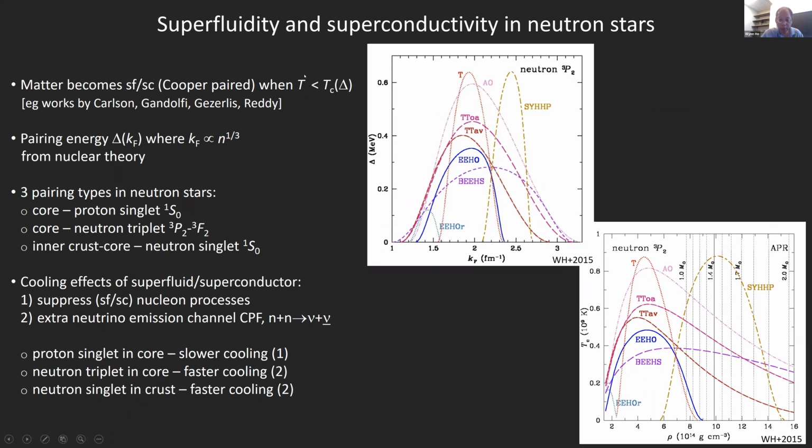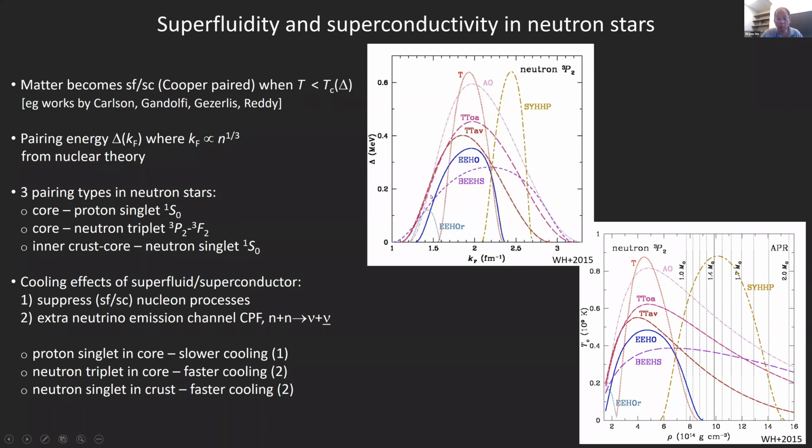Now, matter becomes superfluid and superconducting when its temperature drops below a critical temperature, which depends on the pairing energy, which in turn depends on the Fermi momentum, which in turn depends on the density. So what I'm plotting here in this top plot is the pairing energy as a function of Fermi momentum, or there's a correspondence to the critical temperature as a function of mass density. That's what's plotted in the bottom right for different nuclear theories for what this pairing energy is.